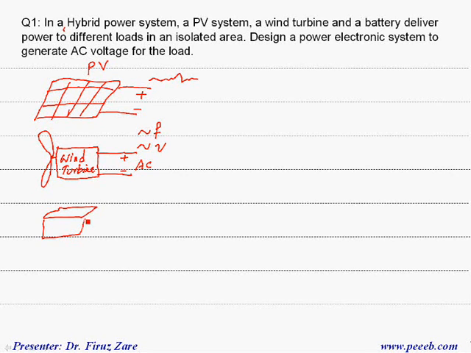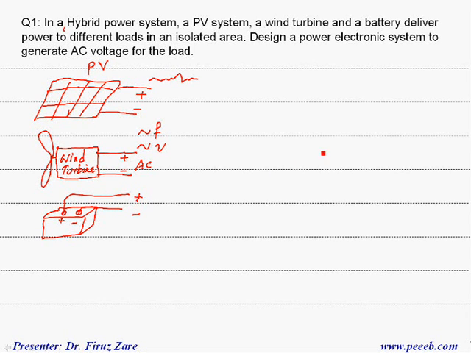And the last power supply is a battery, and we need this battery as a backup in case we have no wind or no sunlight. Then we need to actually provide power for some of the loads. So this one actually gives DC voltage.